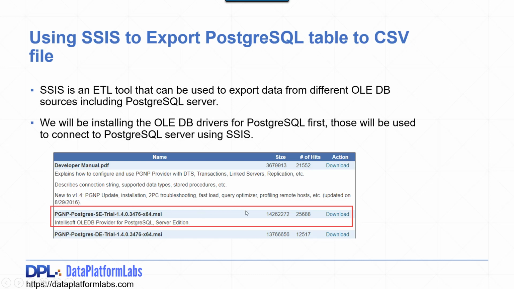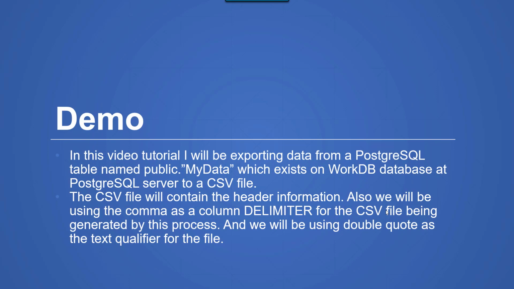So if you look at the picture below, you need to download this PGNP PostgreSQL trial version on your SQL server. So this is the OLEDB driver for PostgreSQL that you will be installing first before proceeding with the example. In this video tutorial, I will be exporting data from a PostgreSQL table named public.mydata, which exists on the WorkDB database at PostgreSQL server, to a CSV file. So the CSV file will contain the header information, and we will be using the comma as a column delimiter for the CSV file being generated by this process, and we will be using the double quotes as the text qualifier for the file. So let's jump to the demo.